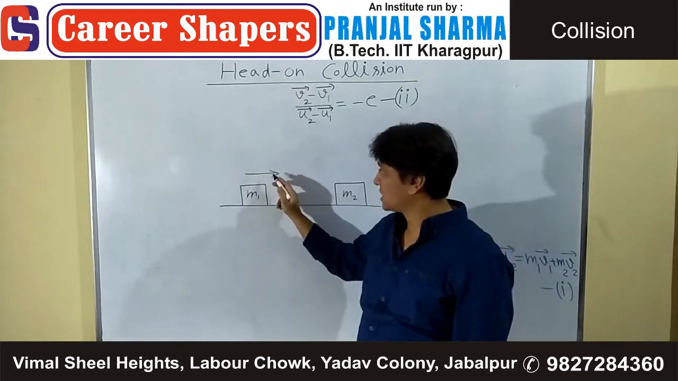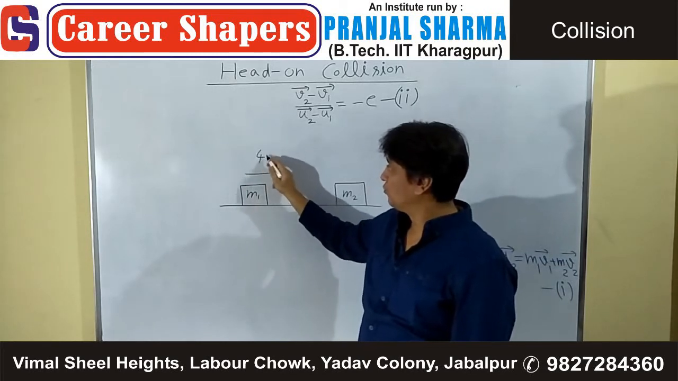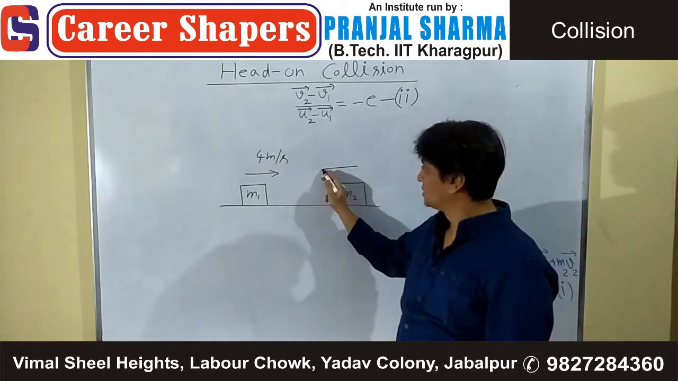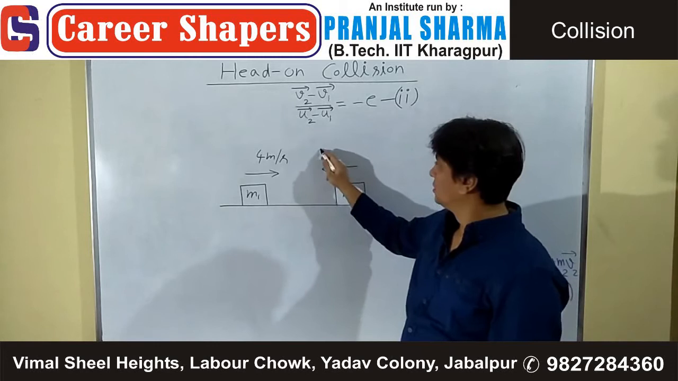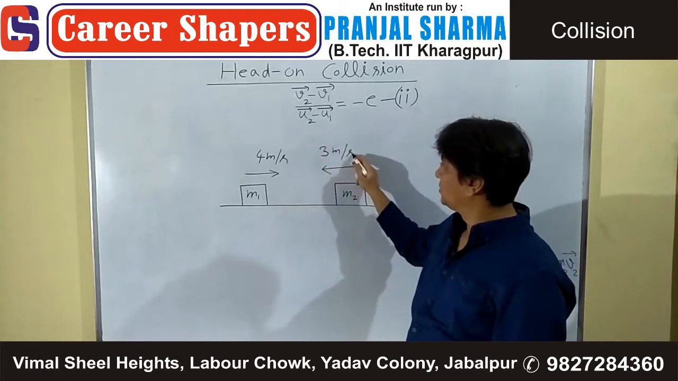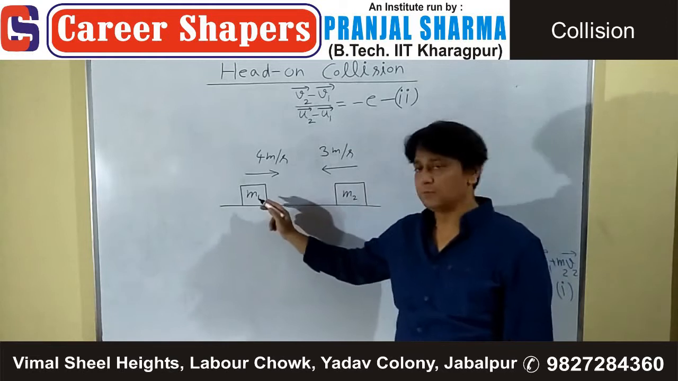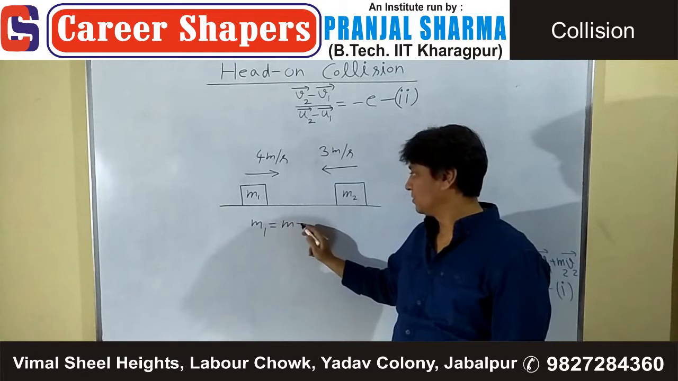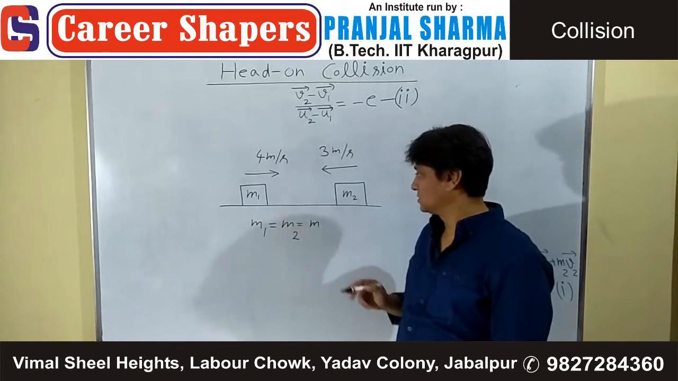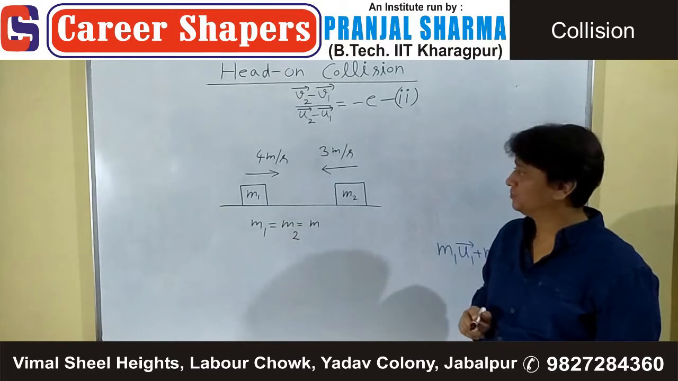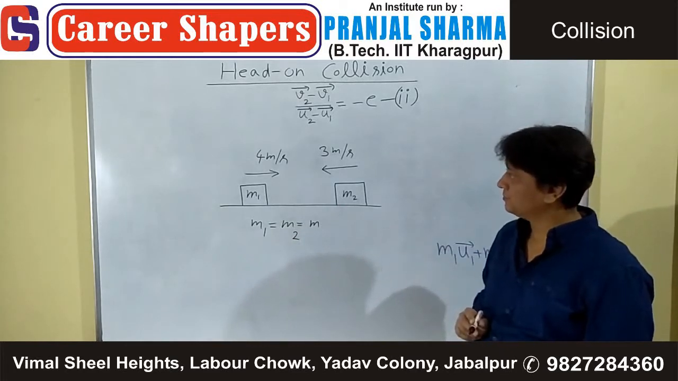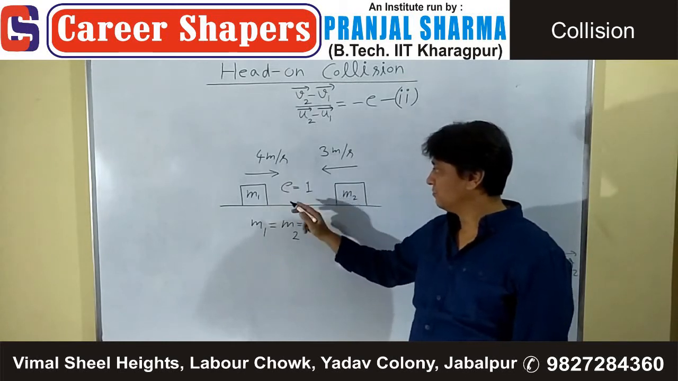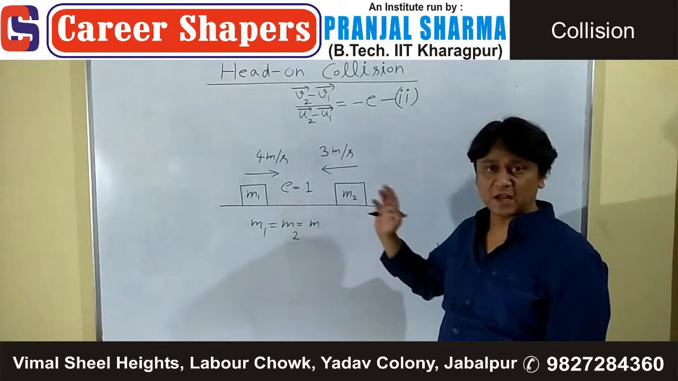Suppose M1 is moving in this direction with 4 meters per second, and M2 is moving in this direction with 3 meters per second. And both M1 and M2 are of equal mass. M1 is what? M2. The masses are what? Same. And the coefficient of restitution between these two, M1 and M2, is what? 1. It's a perfectly elastic collision.